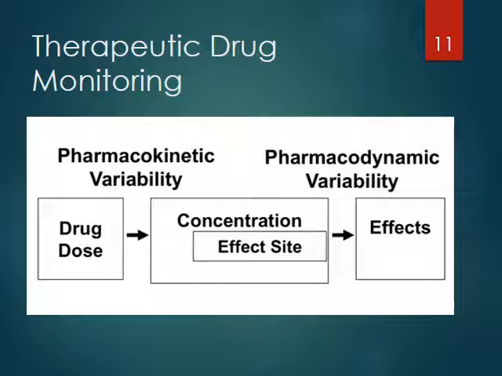On the other hand, you can certainly have pharmacodynamic variability, where even though you're achieving a known concentration at the effect site that's within a therapeutic range, you're still seeing effects that are either supratherapeutic or subtherapeutic, meaning they could be having not full efficacy of the medication, or they could be experiencing toxicity because of that.